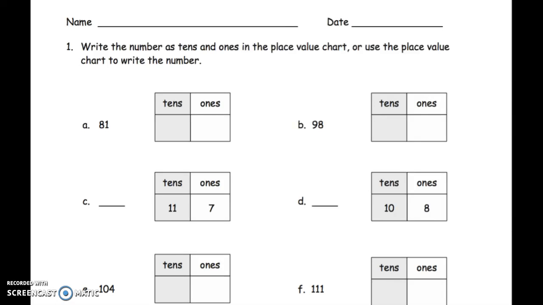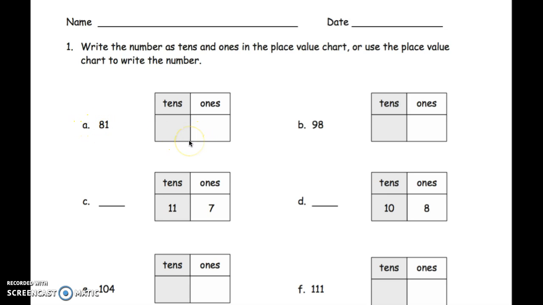This Math by Myself activity is extra practice for Lesson 8 that we completed in class. Number 1, write the number as tens and ones in the place value chart, or use the place value chart to write the number. A, 81.